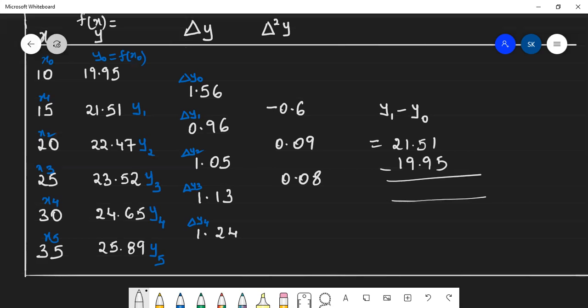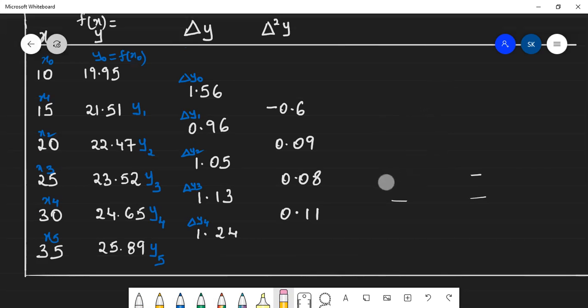Then if I subtract 1.24 minus 1.13, what will I get? I'll get 0.11. Fine. These are my second forward differences. What is the first value denoted by the second forward differences? First value is denoted by this value, minus 0.6, is forward delta square y0.